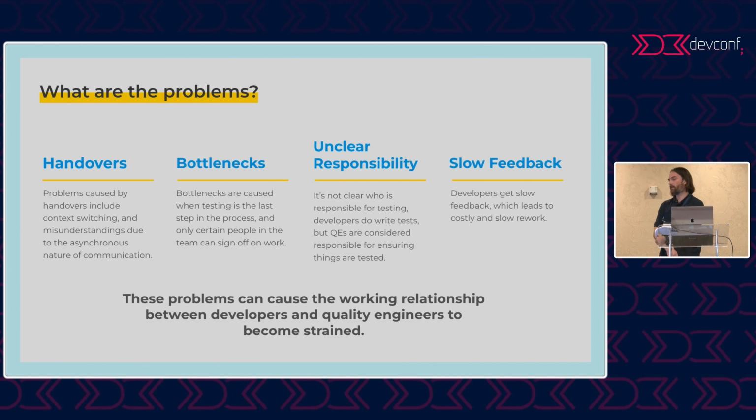And then the last point is around feedback. As a developer, you get slow feedback, which, as we all know, means problems are much more expensive and slower to fix when we find them later on in the process. And all these problems can often cause the working relationship between developers and quality engineers to become strained. I think many of you might be familiar with that situation. I've worked with some great quality engineers, and we've never had too many problems, but you can sometimes feel a bit of tension there, mainly due to the unclear responsibility.